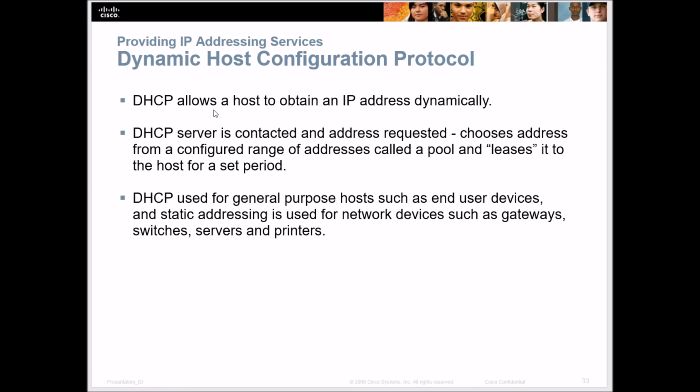DHCP allows a host to obtain an IP address dynamically, which means you don't have to do it. It just automatically gets assigned. You create your subnet and tell it how many blocks of IP addresses you want for that host range, and then if a client connects and says, "I need an IP address," it's going to send that out to it.